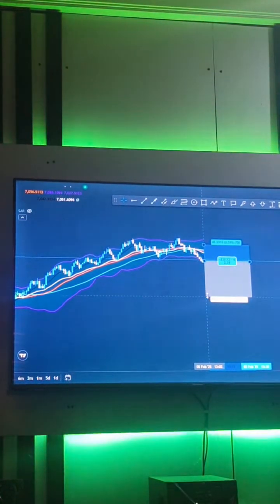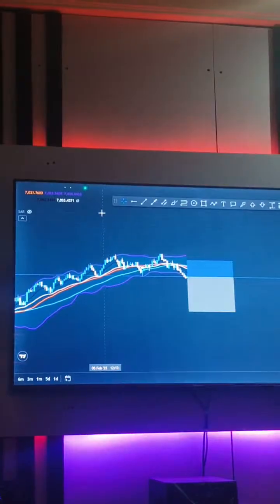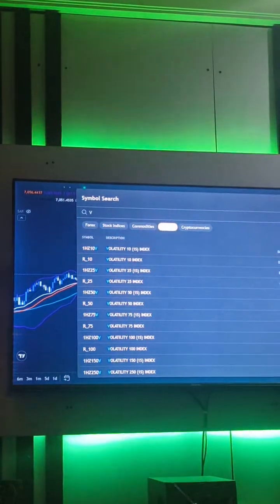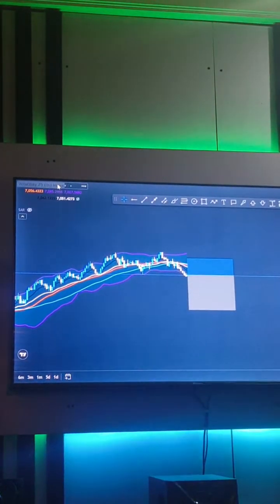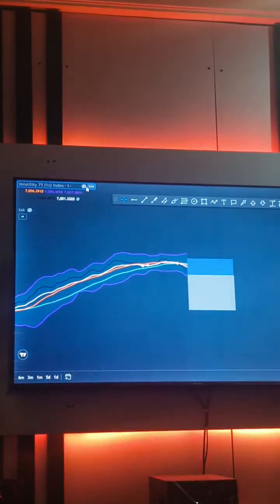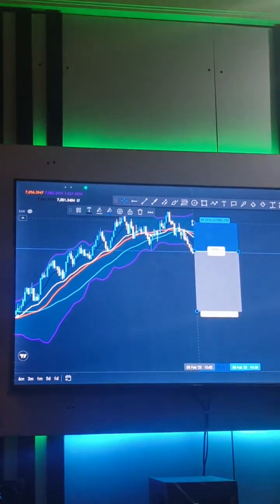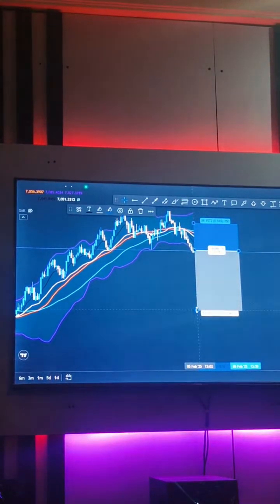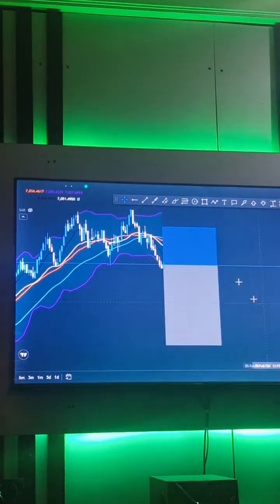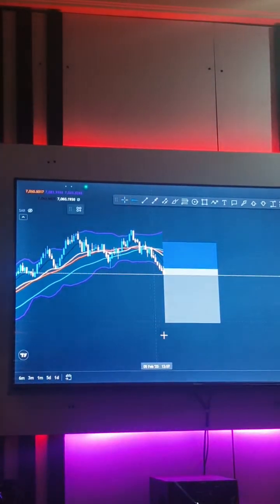Okay, guys, another signal. Perfect entry, guys. You can enter the trade now. V75 1S, guys. V75 1S is going to be a perfect sell. You can sell V75 1S now.